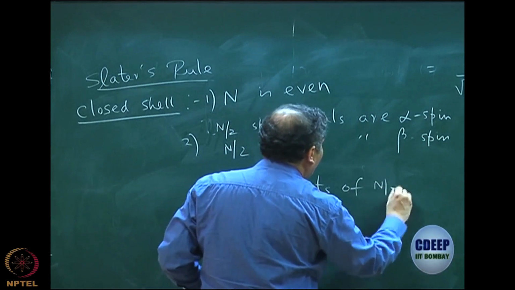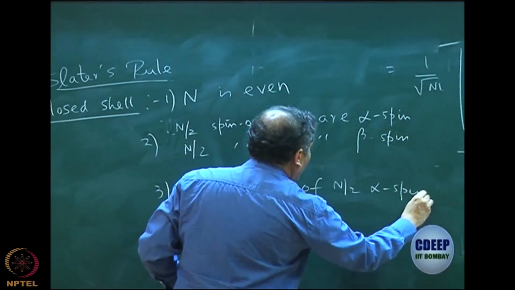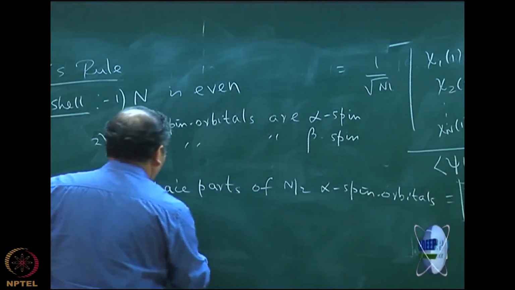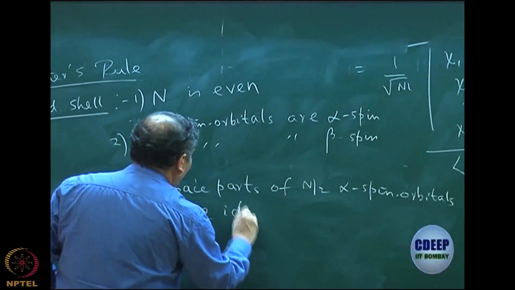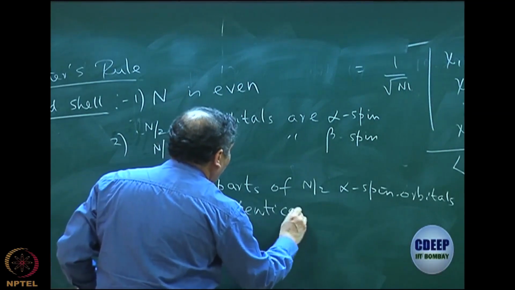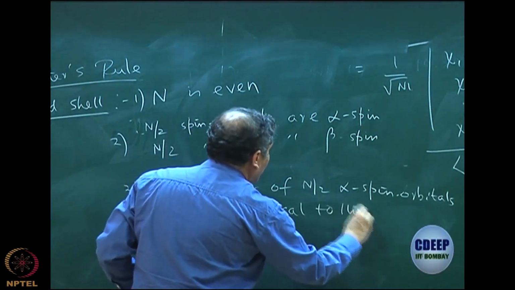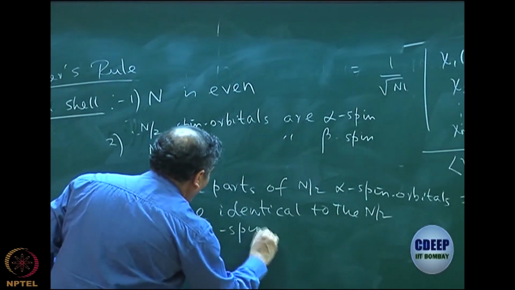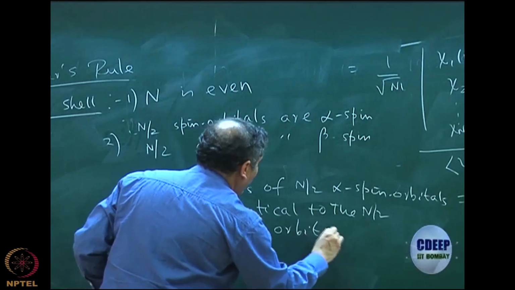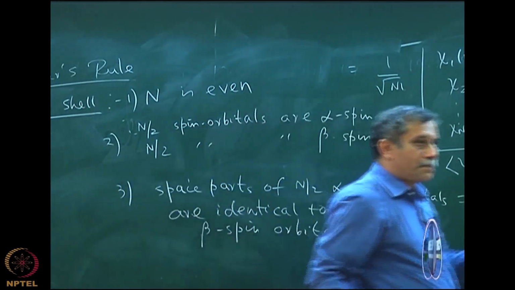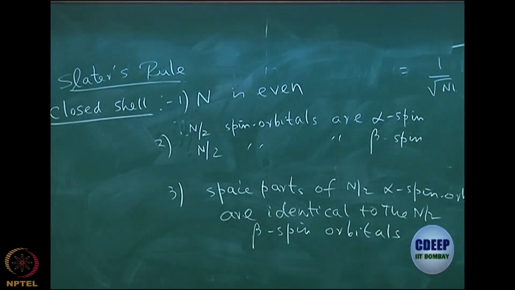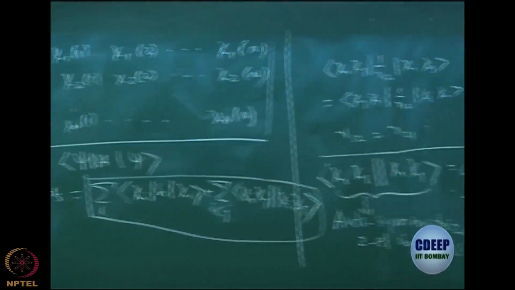of n by 2 alpha spin orbitals are identical to the n by 2 beta spin orbitals. So they are actually identical. So the space part of the n by 2 alpha spin orbitals completely overlaps with the space part of the beta spin orbitals. Is it clear?